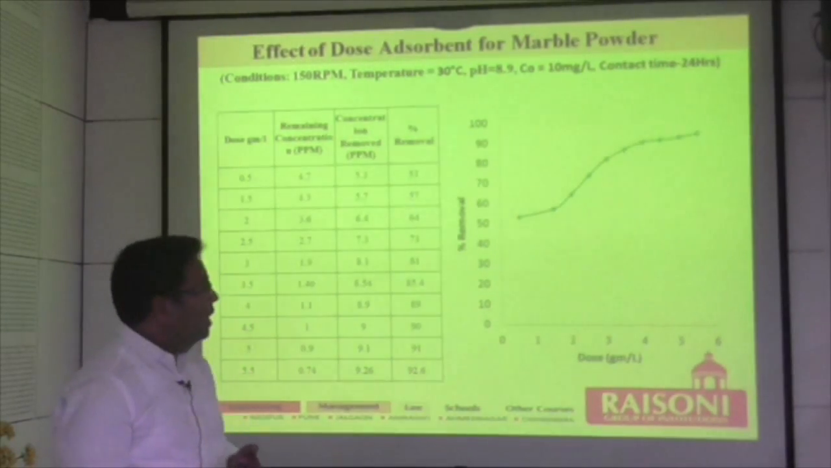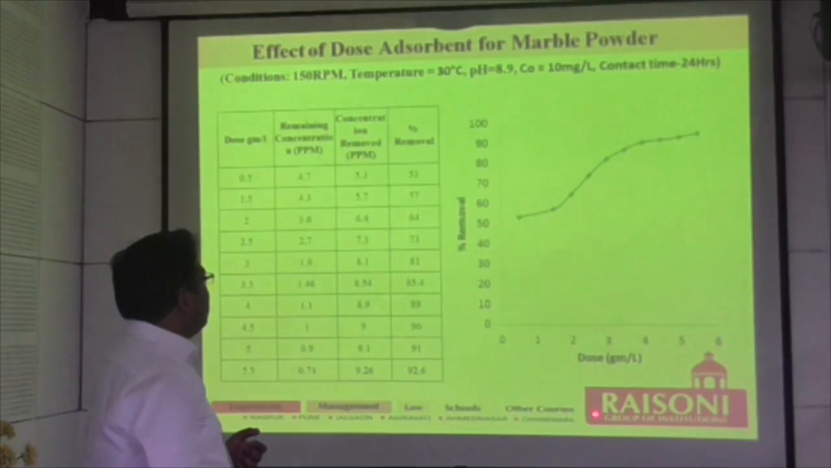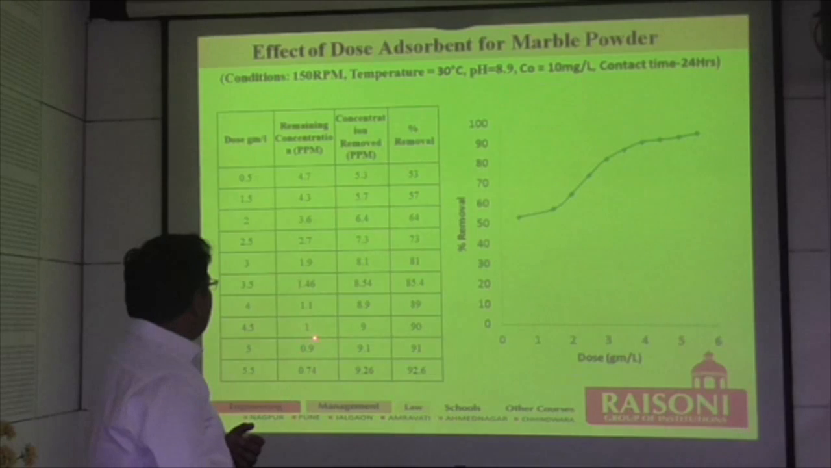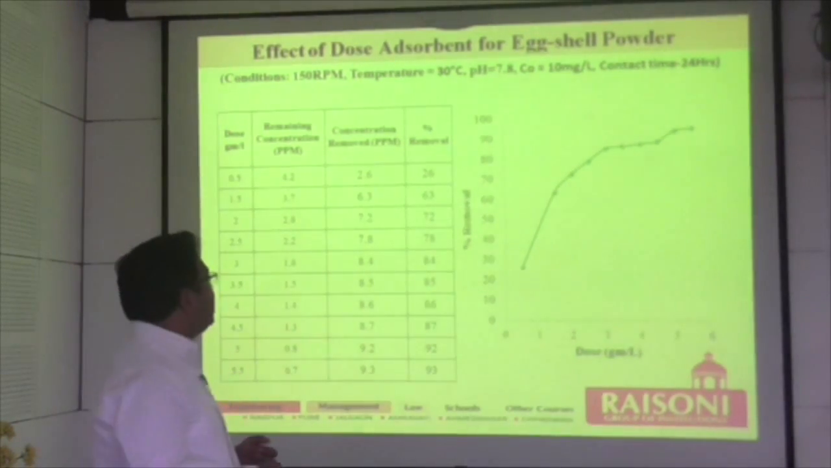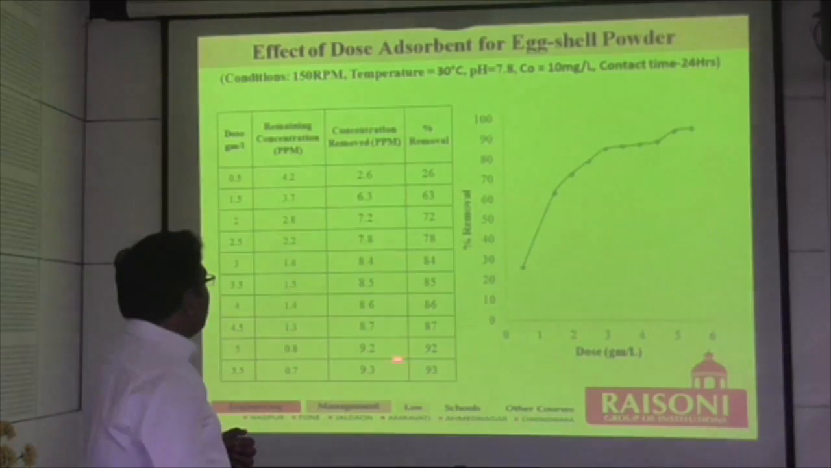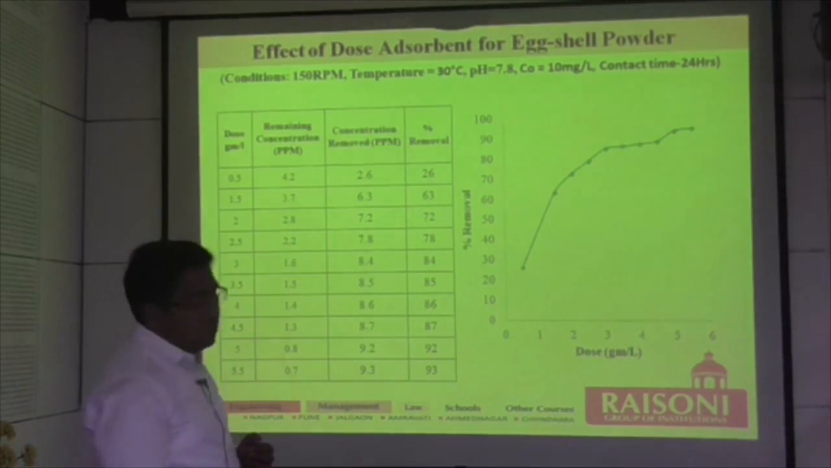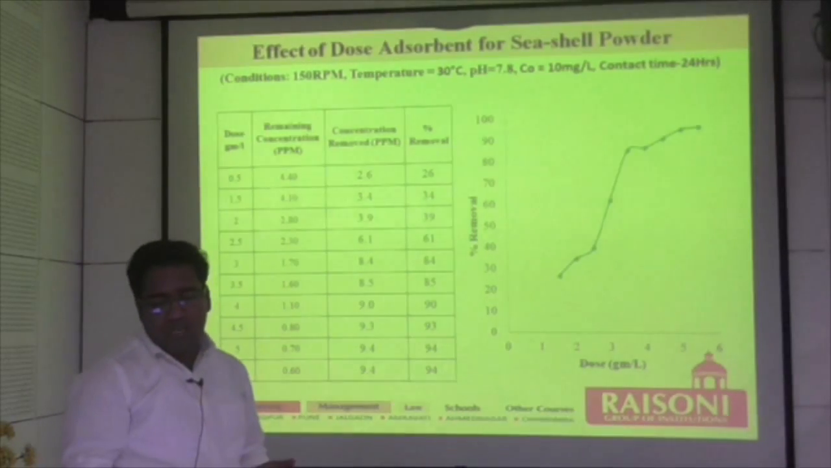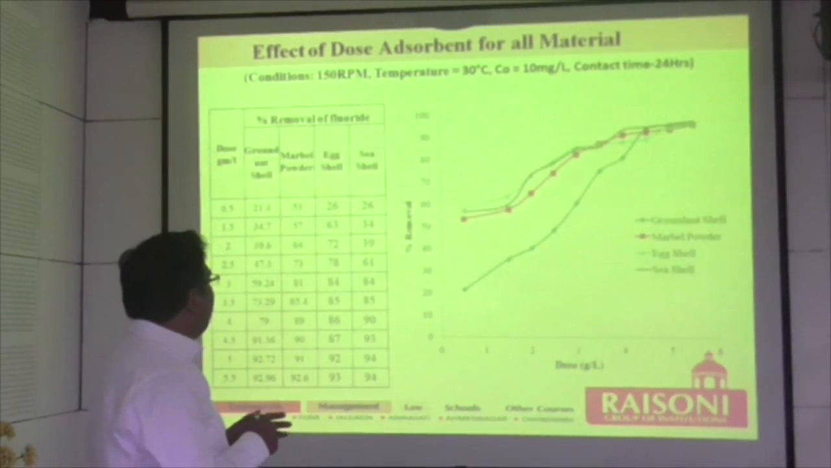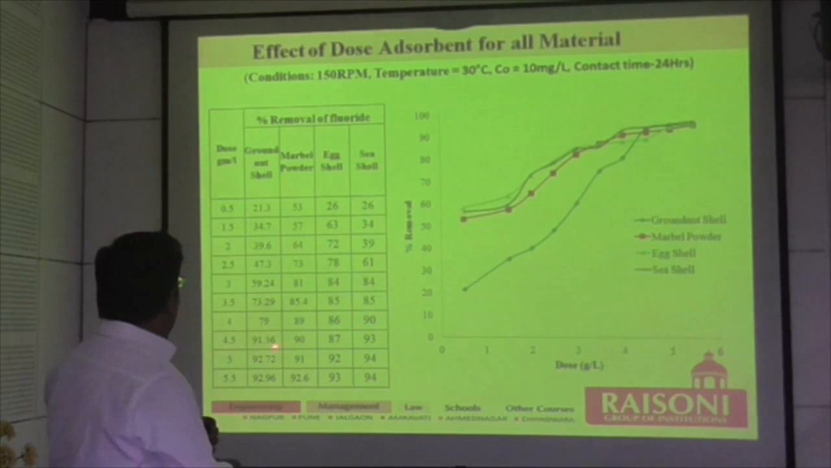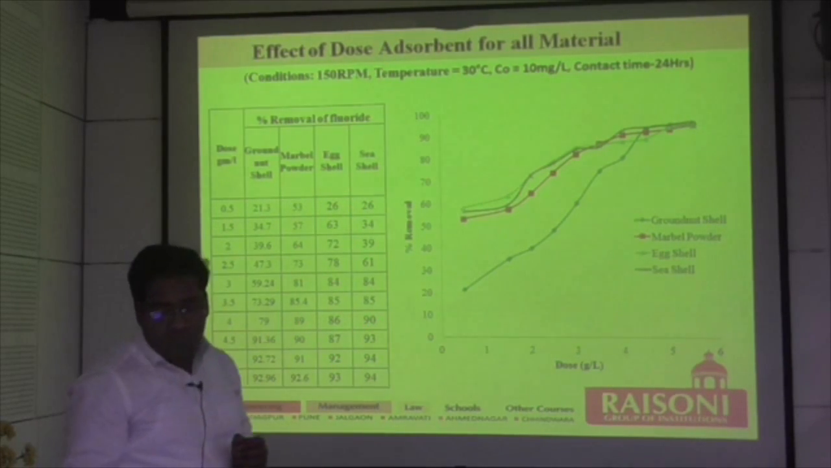Then this is for the marble powder. Again, the same plot between dose and percentage removal. Here again I am getting 4.5 gram per liter. For eggshell powder, I am getting my result up to 5 gram per liter. For seashell powder, I am getting 4 gram per liter. I have combined this for comparative reasons. So we can see that for groundnut shell and marble powder it is 4.5, for eggshell it is 5, and for seashell it is 4.